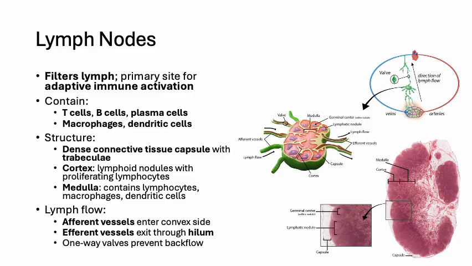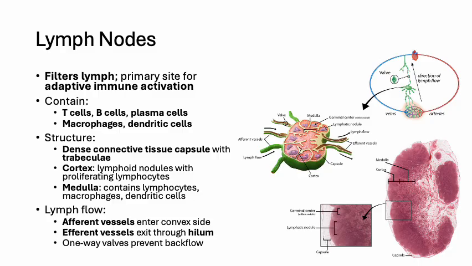Among the secondary lymphoid organs, lymph nodes are especially important. They act as biological filters, screening lymph for pathogens, debris, and abnormal cells. They are also the primary site where adaptive immune responses are initiated. This is where T cells and B cells first encounter antigens and become activated.